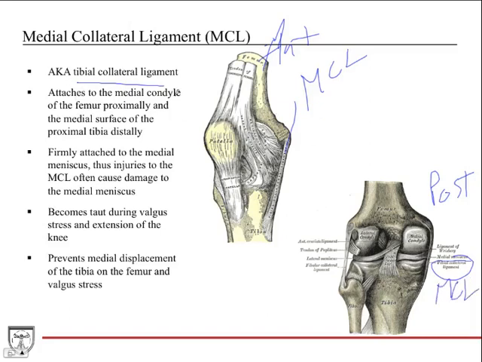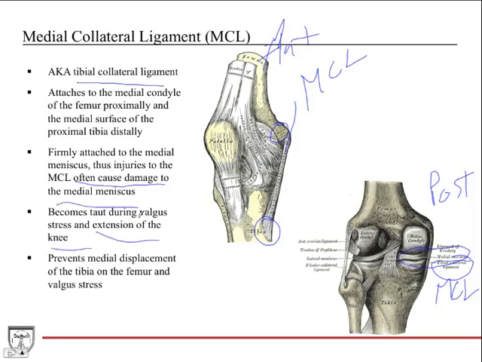It attaches to the medial condyle of the femur proximally. And you can see that here. Here it is even labeled for you, medial condyle. And then it goes down to the medial surface of the proximal tibia distally, so down here. It firmly attaches to the medial meniscus, as you can see right here, and we talked about. So here's your medial meniscus, those nice pads between the femur and the tibia. And thus, injuries to the MCL can often cause damage to the medial meniscus.